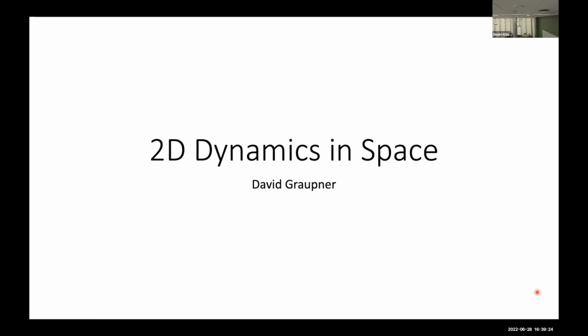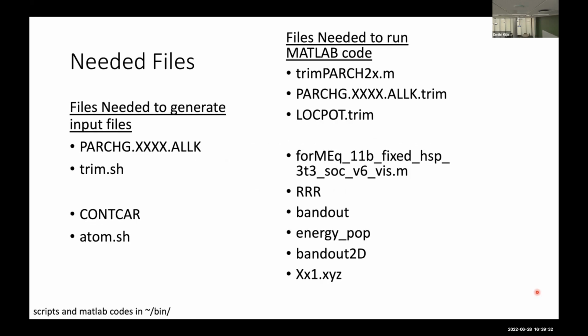Okay, let's go ahead. So we are looking at generating 2D dynamics in space. To begin with, we need our input files. All these files on the right here are the input files we need for the MATLAB code. And then we have a few different files we need to generate them. So we need par charge files and the trim.sh code. And that code generates the par charge.trim files and the lockpot.trim file.